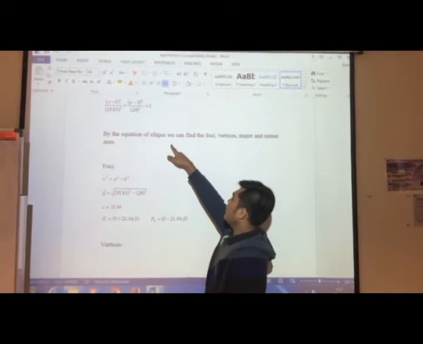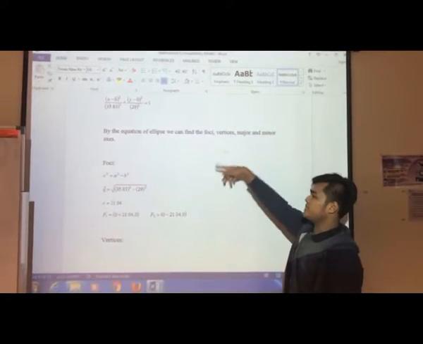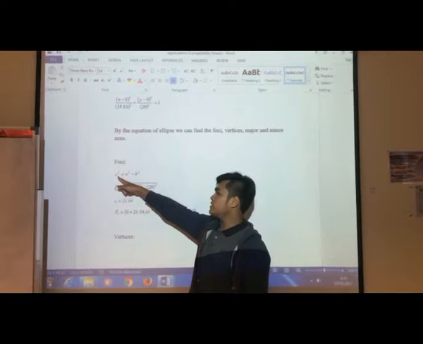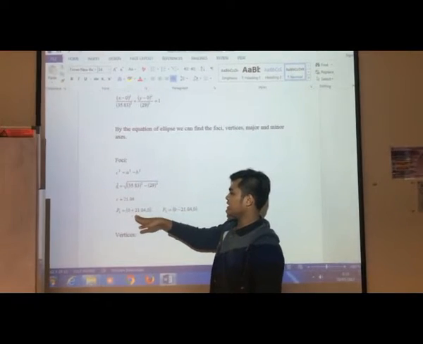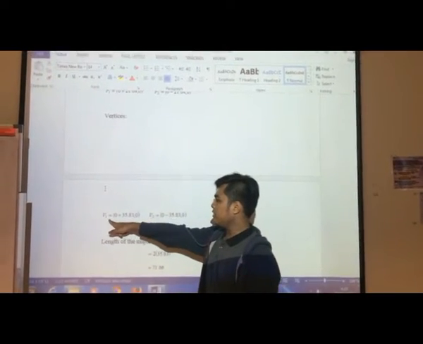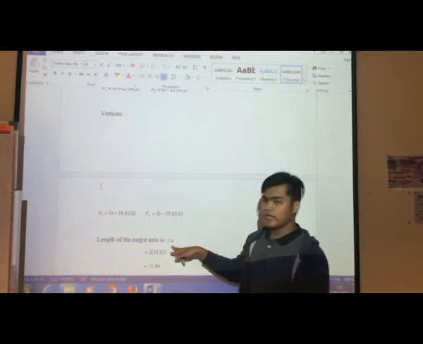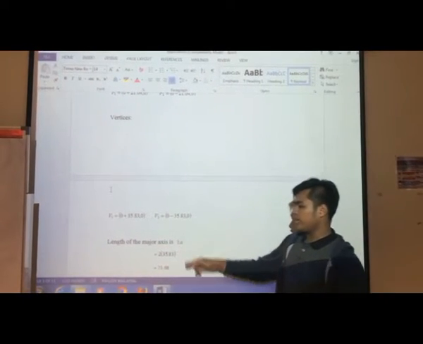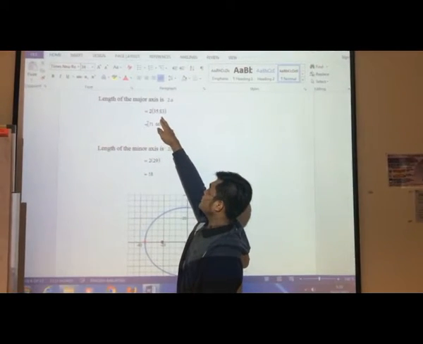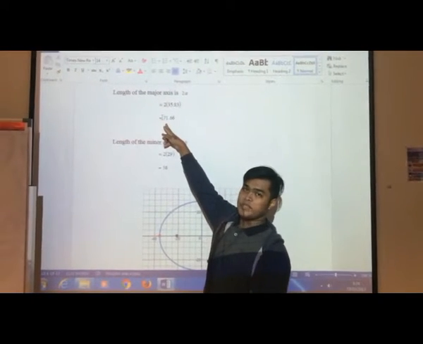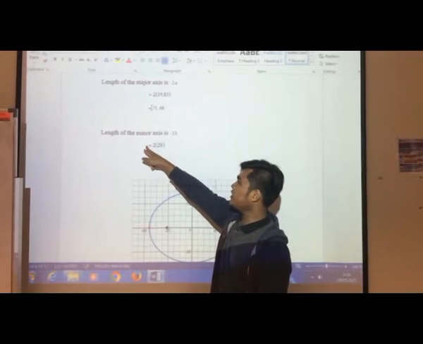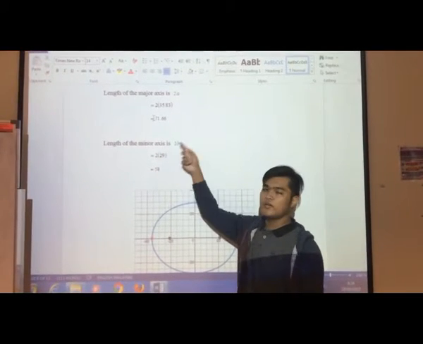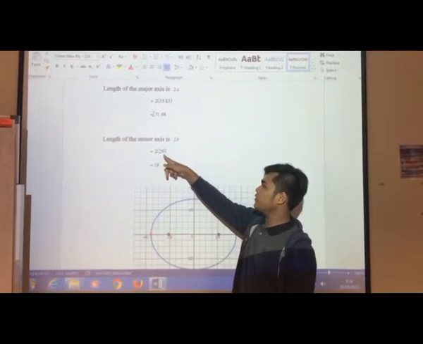Okay, by the equation of ellipse, we can find the foci, vertices, major and minor axis. This is the formula for the foci. We must find c squared, c first, and then we substitute. For the vertices, we can find the vertices V1 and V2. The major axis is 2a. We substitute the value of a, 35.83, in the formula 2a. When we substitute a in the equation, we get the major axis is 71.66, and we do the same thing for the minor axis. We substitute b in the equation 2b. We already know b is 29. We substitute 2 times 29 and get 58.